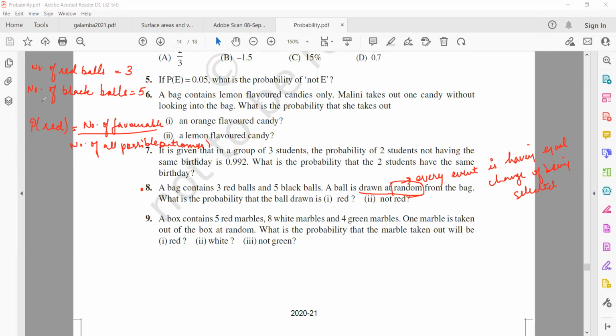Right? So how many balls are there in total in the bag? Total balls are 8, right? So what are all the possible outcomes? See, you are picking out a ball. These can be the outcomes.